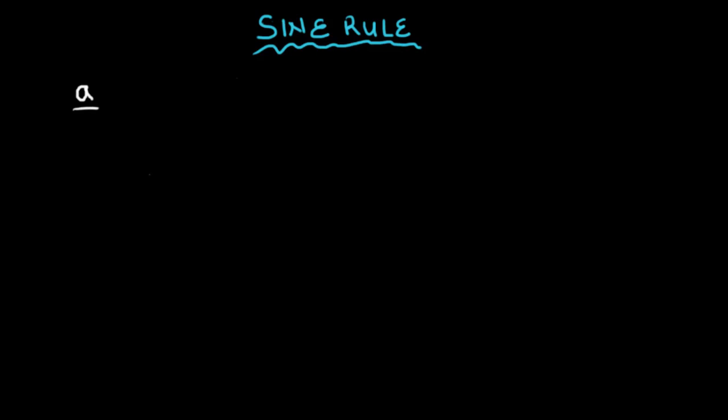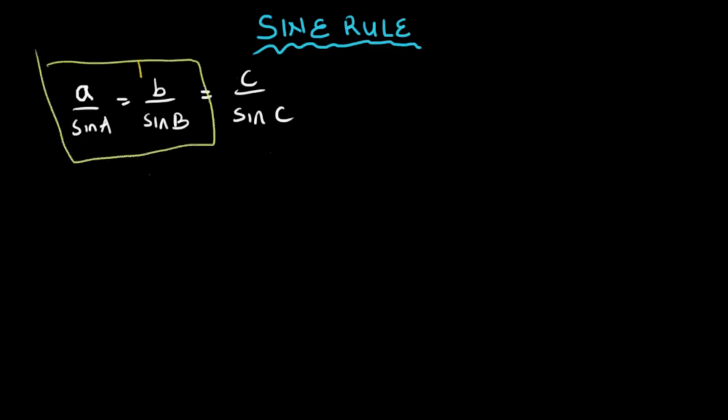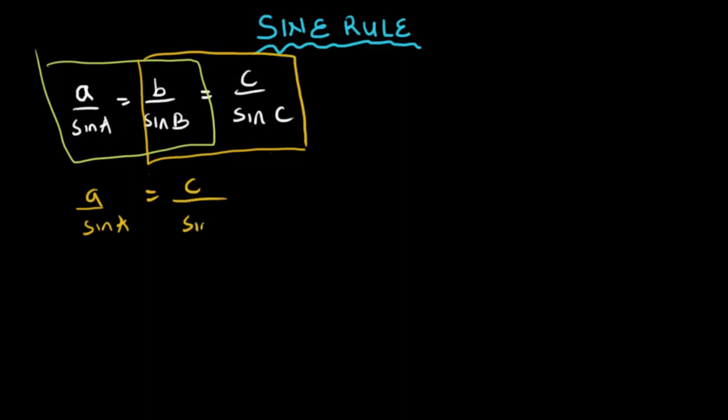We have a over sine A equals b over sine B equals c over sine C. Depending on what you're given and what you're asked in a specific question, that would tell whether you are going to use these two, or these two, or just a over sine A equals c over sine C. You are going to understand what I mean by this perfectly when we take questions.